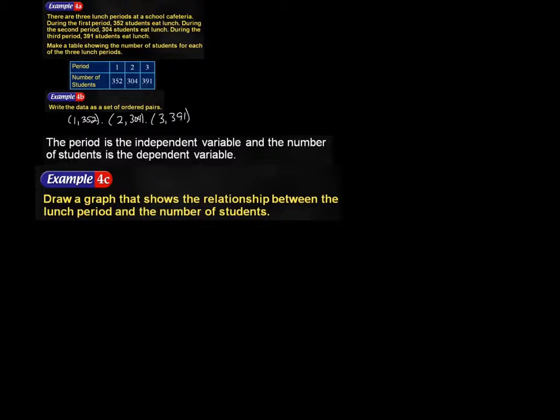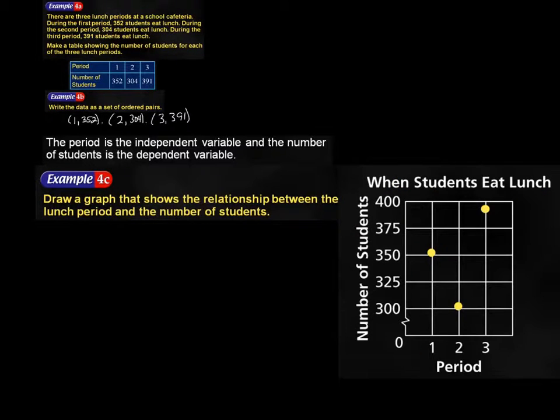Okay, third representation of the same data, they want a graph that shows the relationship between the lunch period and the number of students. Now they used a little squiggle here. That's called a little interrupter. It's kind of like our 1, 2, skip a few, 99, 100. They're admitting I skipped from 0 to 300, but now I'm going to go up by nice even numbers, up by 25, for the rest of my scale. That is okay. The period number they just labeled 1, 2, 3, and then they plotted their points. They've got a nice title, When Students Eat Lunch. The vertical is our dependent variable, number of students, and the horizontal is our independent variable, the period.